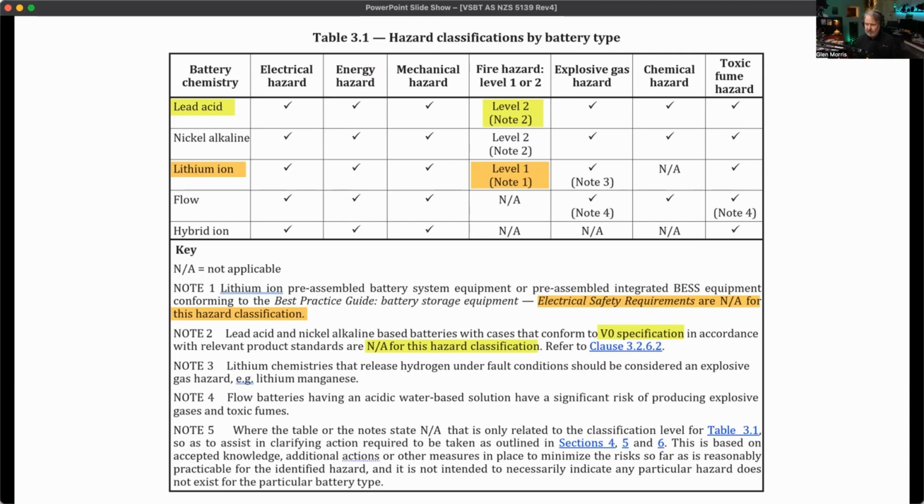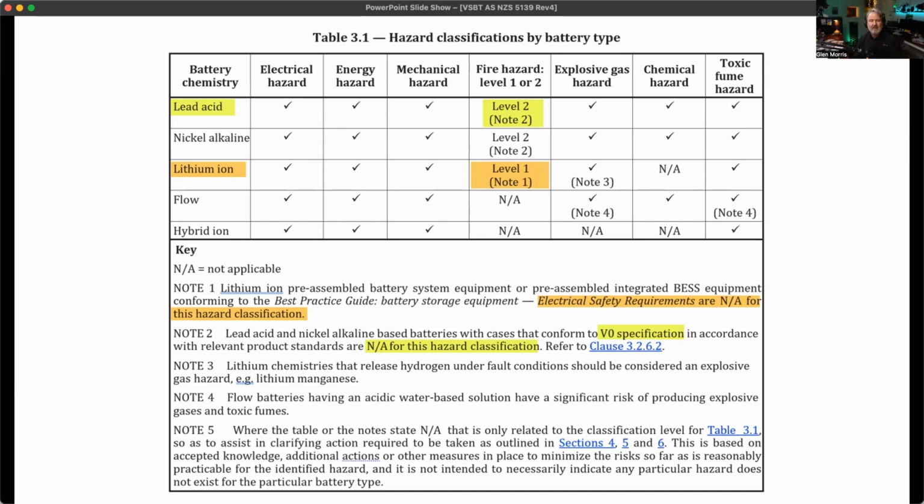So if we look at lead acid again, I know I've been talking about lithium a lot, but let's go back to lead acid for a second. It says note 2, and note 2 says it's considered fire level hazard level 2, which is it won't self-ignite, but it can burn. But if the batteries or the battery cases are V0, which is a non-combustibility standard or rating, that means that if you put a flame onto the battery case, it will go out when you take the flame off it. It won't keep burning, so it won't become fuel. It then becomes low risk.